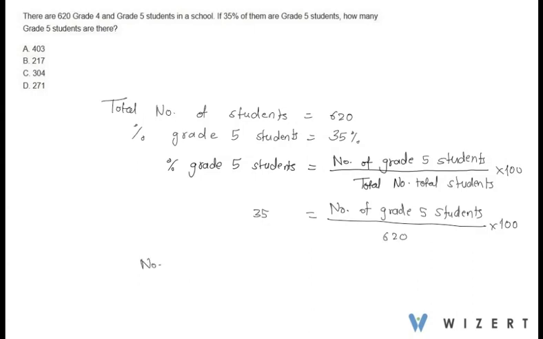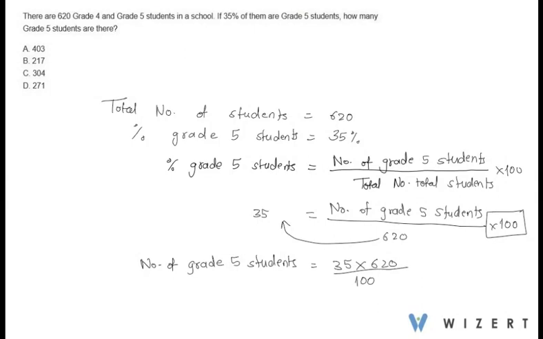So the number of grade 5 students is equal to, now this 620 will go over here and multiply, 35 multiplied by 620. And this 100, since it is in multiplication with the number of grade 5 students, when it changes the side it will be division. So the number of grade 5 students is equal to, 0 gets cancelled out, 5 2s are 10, 5 7s are 35.